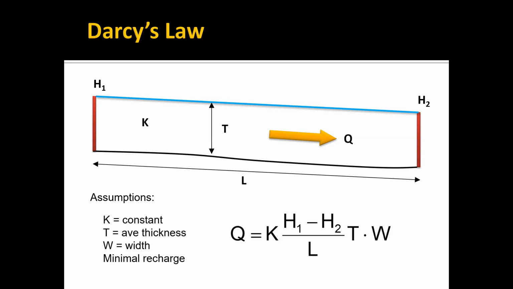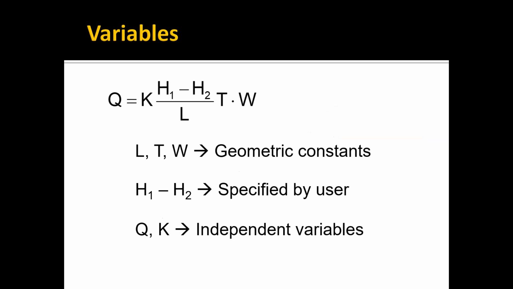And then L is our length of flow. The saturated thickness of this we're going to call T. And so the cross-sectional area would be T times whatever the width of our model is, and the width is the dimension perpendicular to the screen. And Q is the flow rate as we go from left to right. So again, just a simple, straightforward application of Darcy's law here.